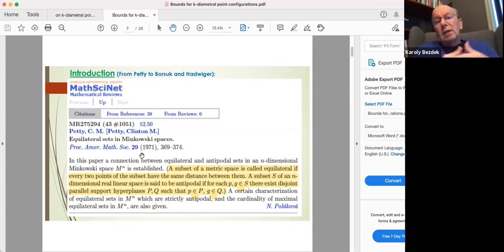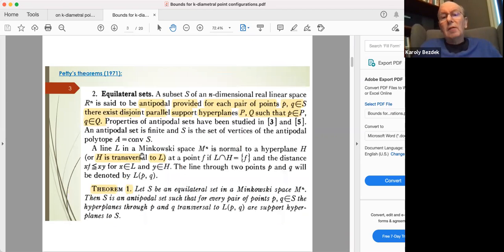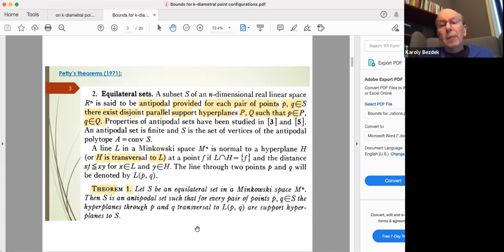Well, in the Euclidean setting, this is obvious. It's well known that in d-dimensional Euclidean space, the maximum cardinality of an equilateral set is just d plus 1. However, if we move to other norm spaces, then this question becomes more interesting. So that's the topic in his paper. Let's see what he has managed to prove. So his first theorem you will see down here in this slide.